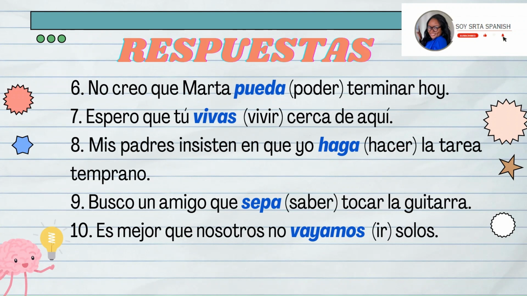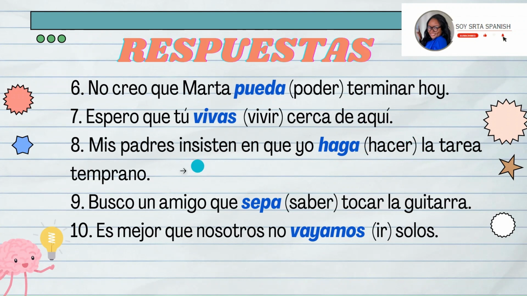Number 7, I hope that you live near here. Vivir is a regular IR verb. The tú form would have been vives, so it's now vivas. Number 8, my parents insist that I do the work early. Hacer in the yo form is a go-go verb. Hago therefore becomes haga because it was an ER verb, so now we need an A.